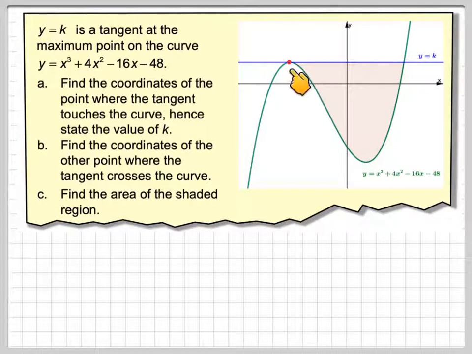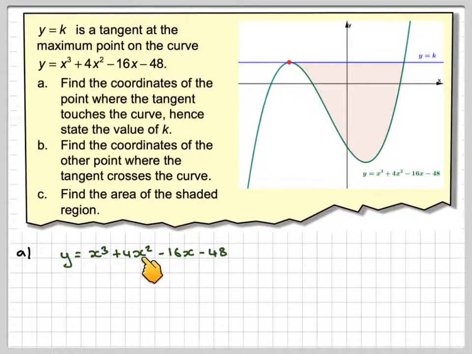Right, so we've got to find the coordinates of this point here where the tangent touches this curve. Now, in order to find the equation of tangent, we need to know the coordinates where the gradient of this is equal to 0. So if we write down the equation of the curve, which is y is equal to x cubed plus 4x squared minus 16x minus 48, if we now differentiate, that becomes 3x squared plus 8x minus 16, and you get nothing from the minus 48.